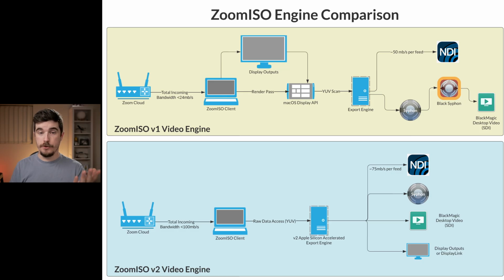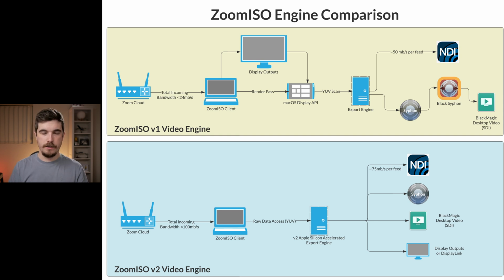In ZoomISO version 1, we can see that it went from the Zoom Cloud onto your Zoom client on your computer. Now, that was only a total max bandwidth of 24 megabit. Essentially, what it was doing was a virtual screen grab of a bunch of windows that were open on your computer, going through the macOS API, then going out the export engine, then going through an NDI feed, or if you wanted to go to SDI for a DeckLink, it had to go through Syphon and then through Blackmagic Syphon and then up to the DeckLink card.